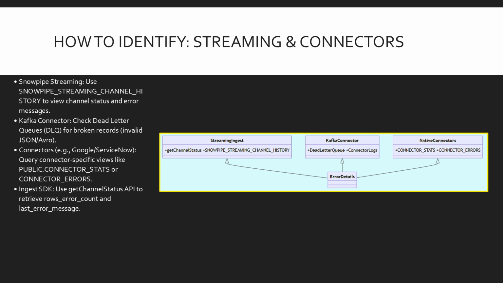This diagram classifies the troubleshooting sources for streaming and connectors. Streaming ingest relies on channel status APIs and history views. The Kafka connector utilizes dead letter queues for bad records. Native connectors expose dedicated stats and error tables. All paths ultimately lead to detailed error details that help you resolve the issue.